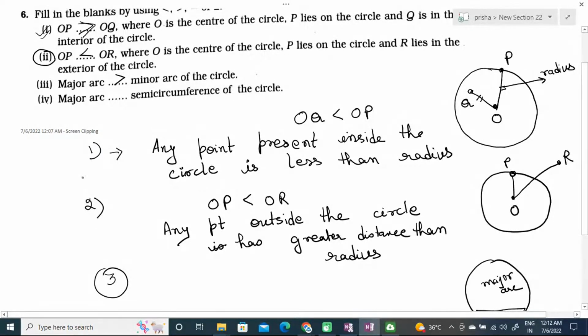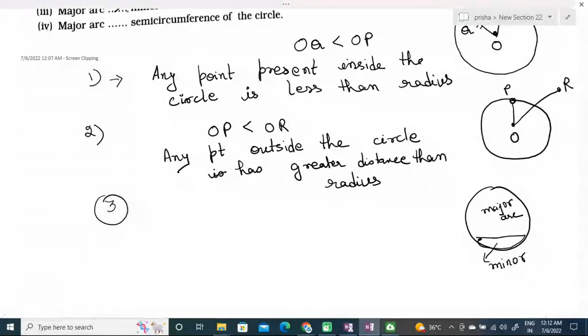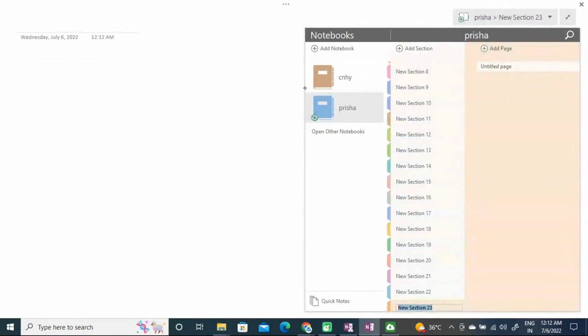Now major arc and semi circumference of the circle. One topic is left, semi circumference. So from here it is greater than semi circumference. I'm going to explain to you what is circumference and semi-circumference.